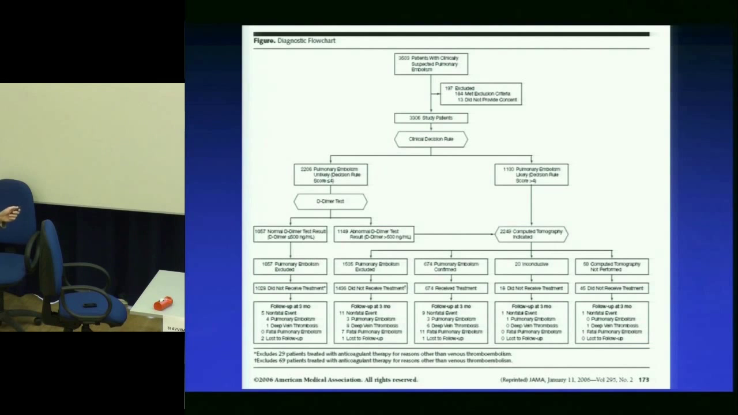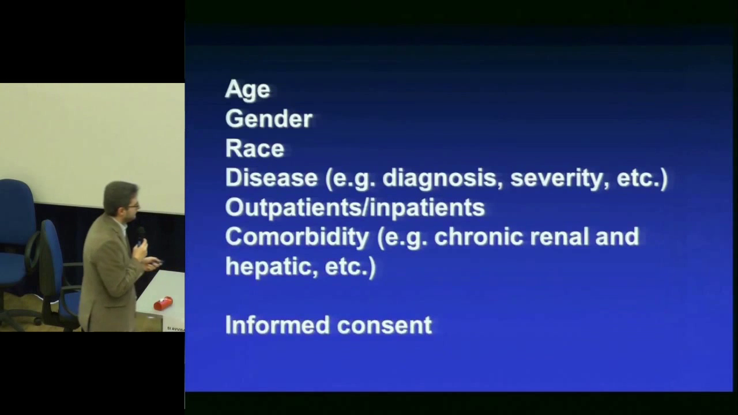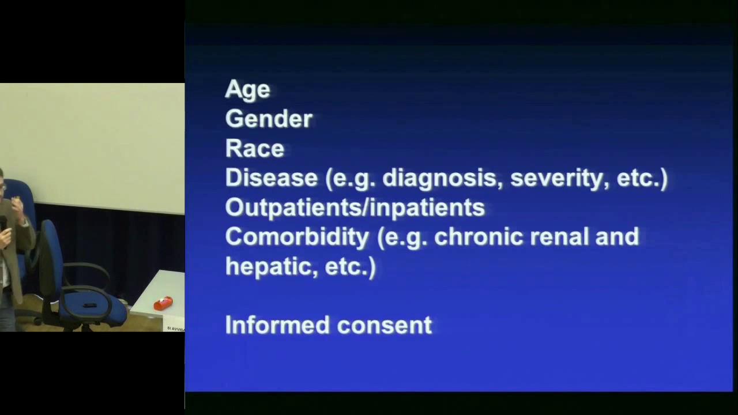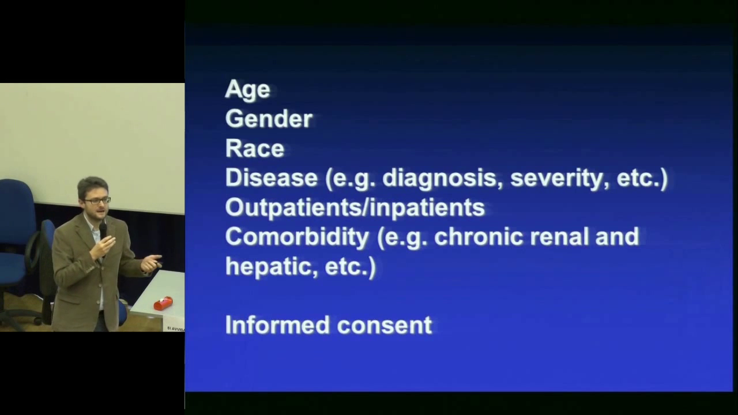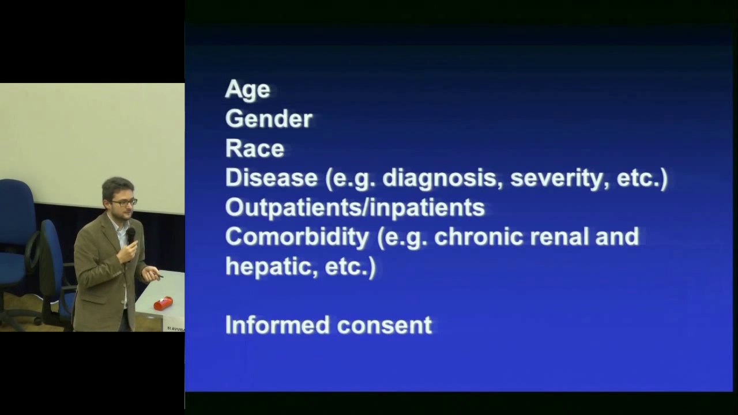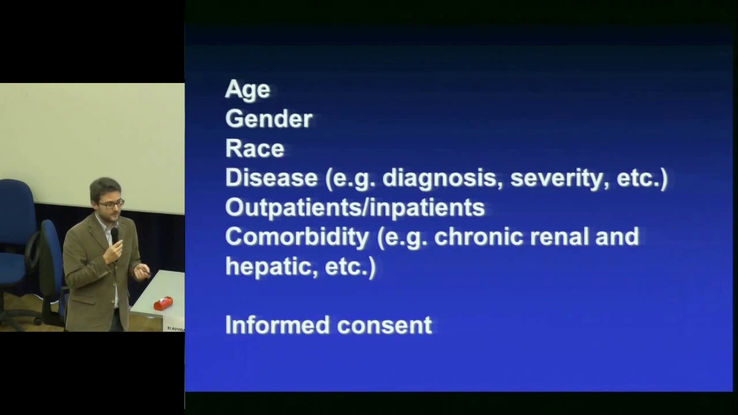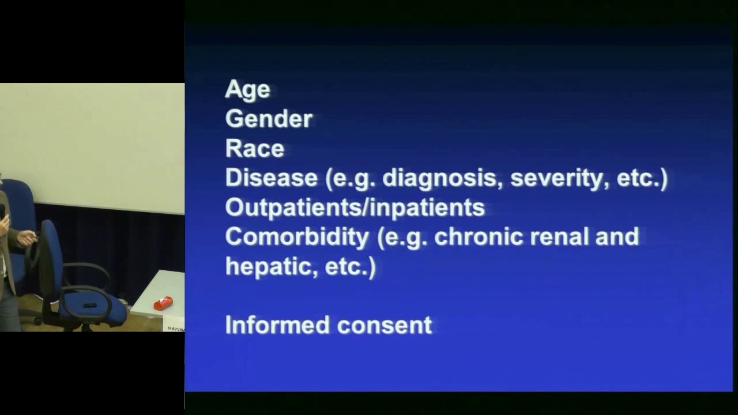because we start with a number of patients and then with inclusion-exclusion criteria, usually a percentage of patients reach the end of the study. What do we have to look at? Age. If a study has been done in younger males, I cannot use, I guess, that drug for an elderly woman, because age and gender are different. Also, race is important. Is a study tested in Japanese patients useful for my patient here in Italy?